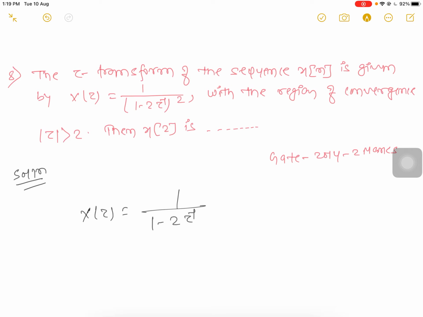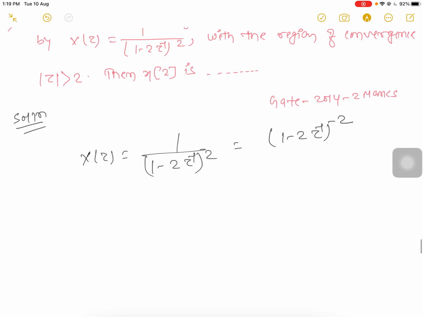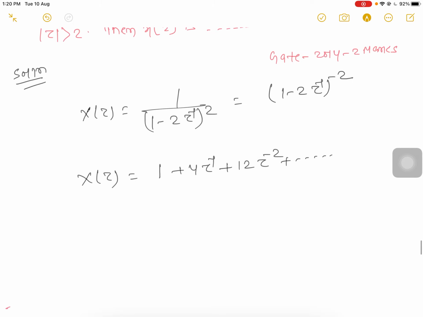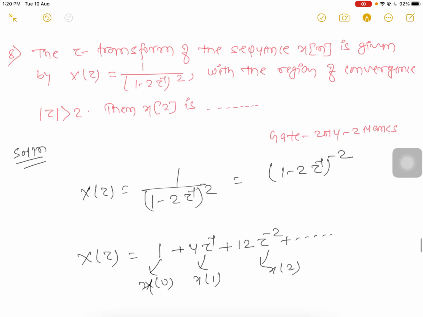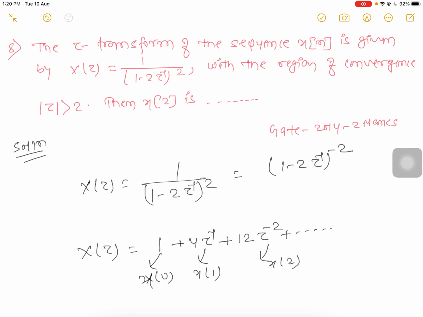Then X(z) is equal to 1 by (1 minus 2 z inverse) upon 2. We can write this as (1 minus 2 z inverse) to the power minus 2. After the binomial expansion, 1 plus 4 z inverse plus 12 z to the power minus 2, like this way. So this one is the x[0] position, this one is the 1 position, this one is the x[2] position. So the x[2] value is 12. The answer will be 12.